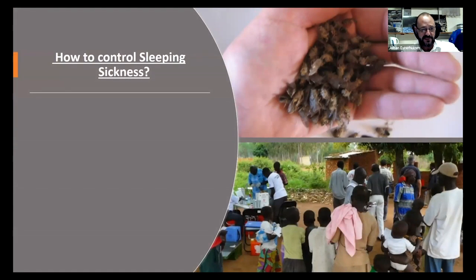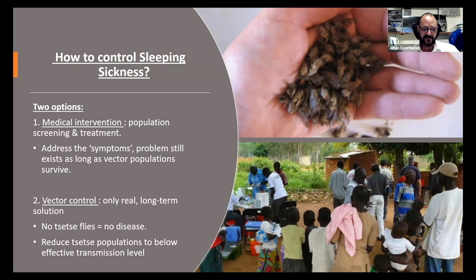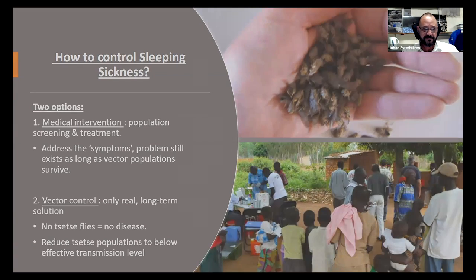Okay, how do we control human sleeping sickness? We've got basically two options. The first is medical intervention, which is this bottom photograph. You can see this is a mass screening program going on there. However, this only addresses the symptoms. It only shows whether people are affected or not, and you can treat them, but as long as the vector population still survives, you still have a problem. So the second option is vector control, which is the only real long-term solution. Basically, if there are no tsetse flies, there can be no disease, because the parasite has no other vector to transmit it. So the aim is to reduce the tsetse populations to below the effective transmission level.